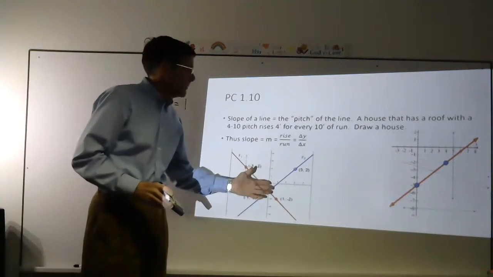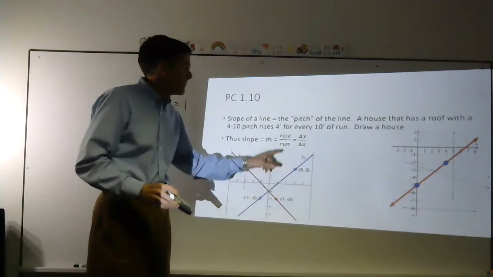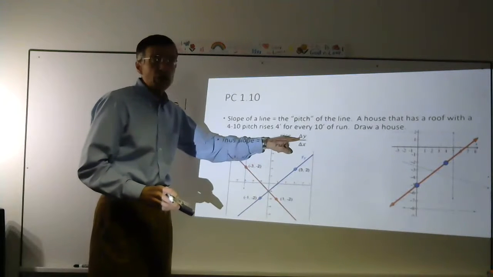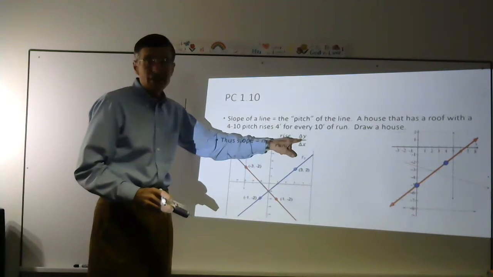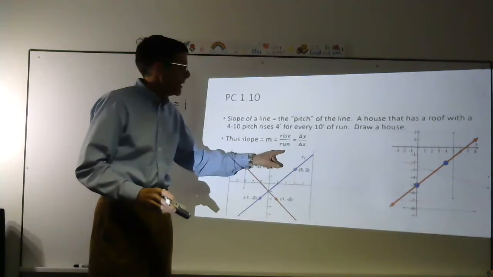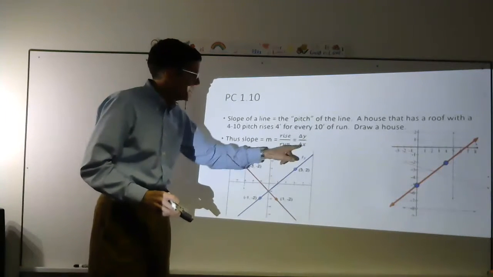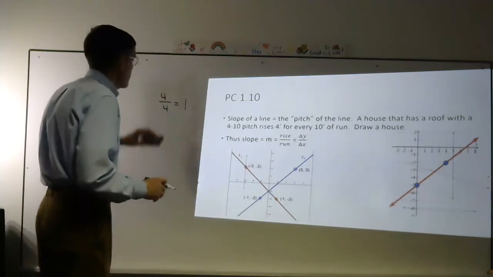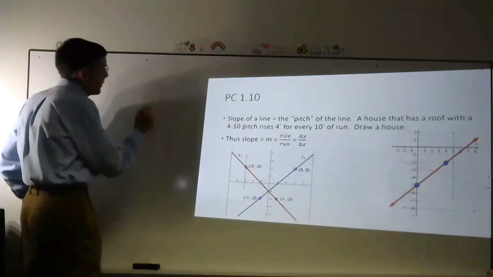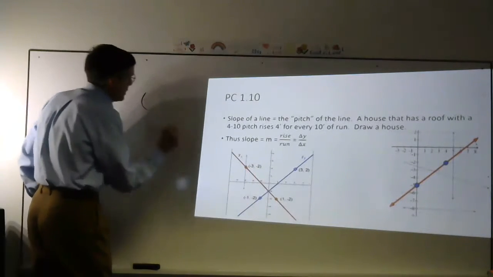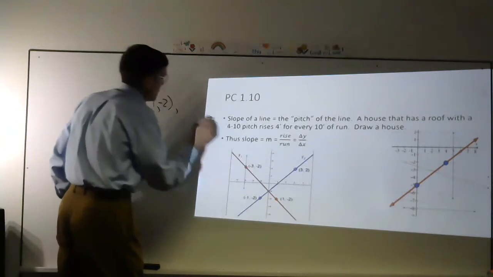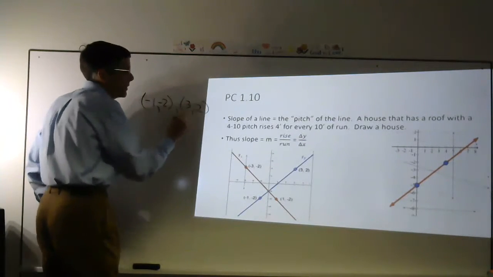But there's another way you can do it if you don't want to count blocks. Rise, when you're going up and down, is the change in the y values. That's a Greek letter delta, which means change in. The rise is the change in the y's. The run, horizontal, is the change in the x's. So if you don't want to count blocks, take your 2 points. I've got this point down here is -1, -2. This point up here is 3, 2.